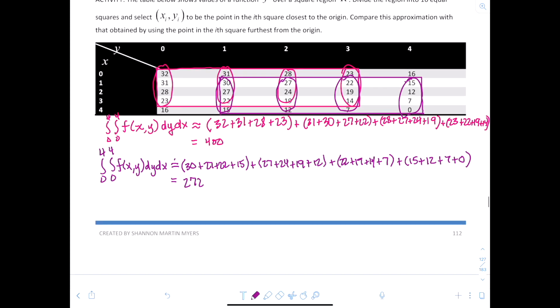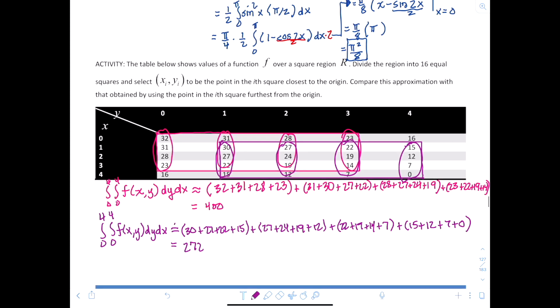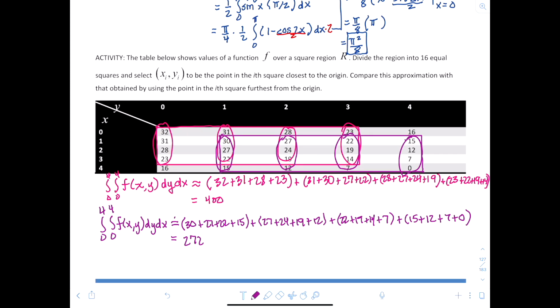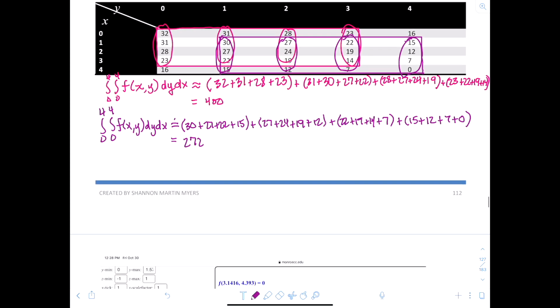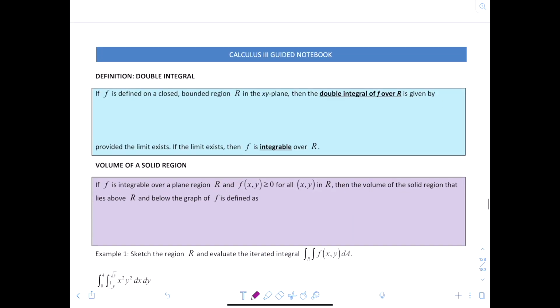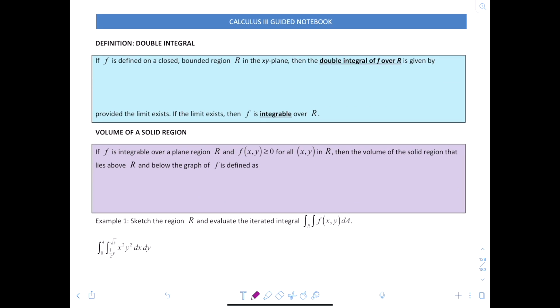So you could average these to try to get a better picture of what the volume is. For an average of the volume, you just add the two and divide by 2. But basically, I just wanted to really emphasize the fact that you're looking at this dA, this change in area. Okay. All right. So now let's get into our definitions.